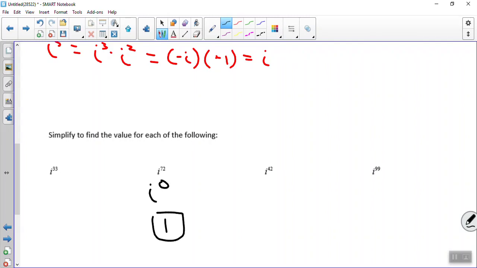How about i to the 33rd power? Well, the closest multiple to that, i to the 32nd, is divisible by 4. Well, 33 is 1 more than 32. So this is going to be the same as i to the first, which is just i. Try the next two. See if you can get those.